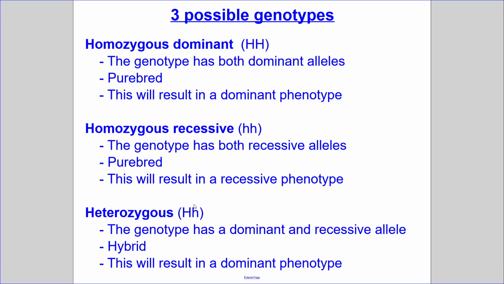Heterozygous is when you get one of each, a dominant allele and a recessive allele, uppercase and lowercase. The genotype has a dominant and recessive allele. This is considered a hybrid, and it will result in the dominant phenotype just like the homozygous dominant. And that's kind of what is at the heart of the difference between dominant and recessive traits. You only need one dominant allele in order for that trait to come through. But we'll get to that in just a second.